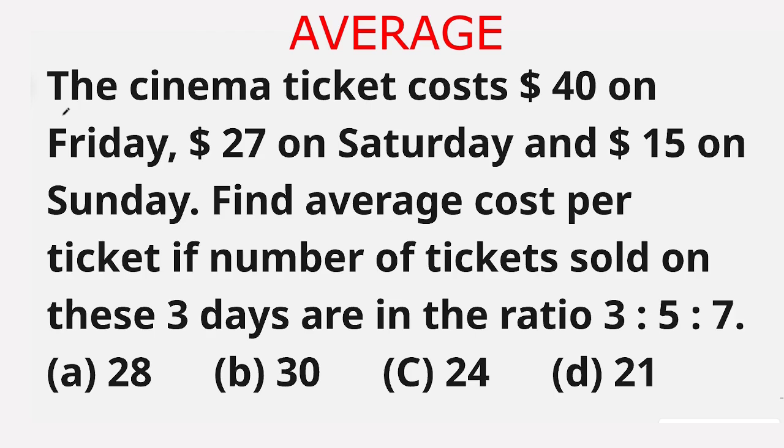Our question is, the cinema ticket costs $40 on Friday, $27 on Saturday, and $15 on Sunday. Find average cost per ticket if number of tickets sold on these 3 days are in the ratio 3:5:7. The given options are option A 28, option B 30, option C 24, option D 21.